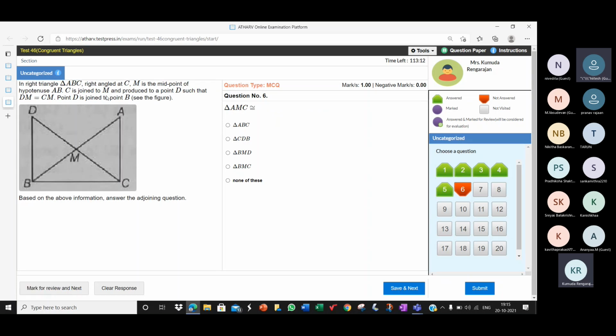Now the next direction. Since these figures are directly from NCERT, I'm sure you're familiar with the information.